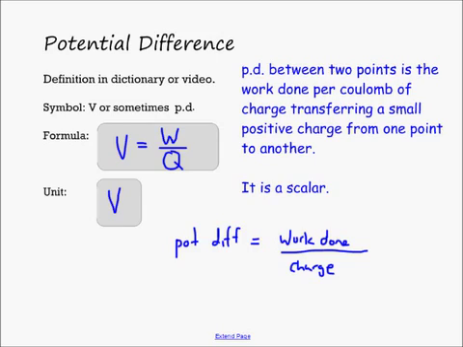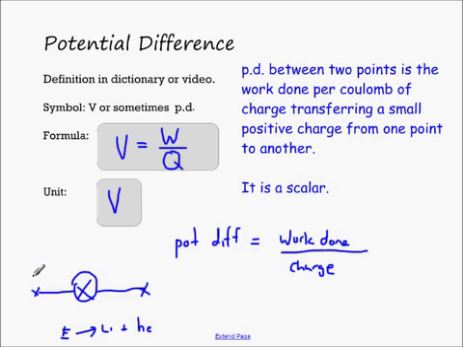If you can imagine charge flowing from here to here, and on the way it goes through a light bulb, then there's going to be a change in energy from the light bulb. It's going to go from electrical energy to light and heat. So there's a change in energy there.